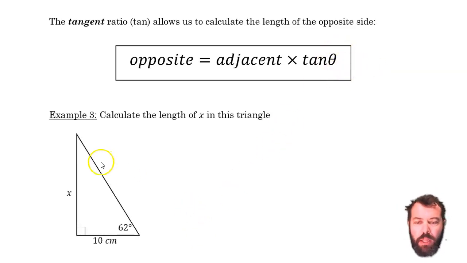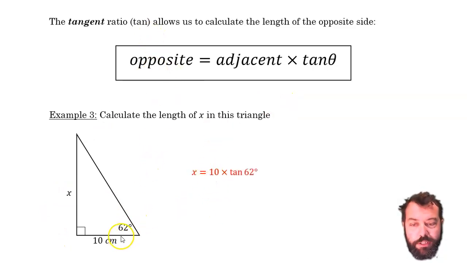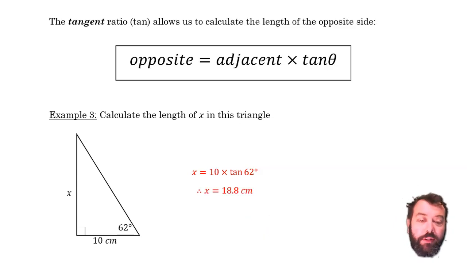Here's an example. I've got a right angle triangle. I want to find the length of this side, x. There's the right angle. There's my angle. The hypotenuse here isn't labelled at all because we don't use that for tan. The side labelled as 10 connects the angle to the right angle, so that's the adjacent side. We're trying to find the opposite, so this formula is going to work nicely. x is equal to the adjacent times the tan of the angle, so 10 times tan 62. Type that into the calculator and we get x equals about 18.8 centimetres.